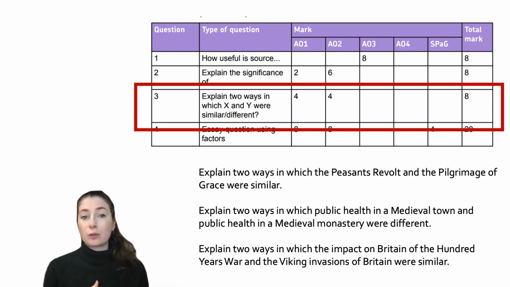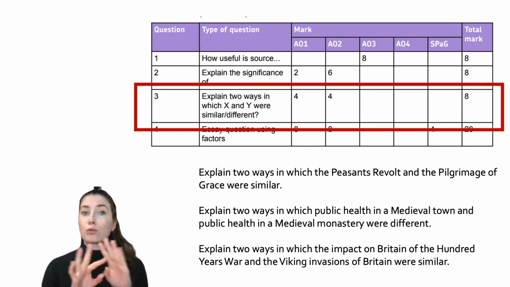As an example from Power and the People, we've got explain 2 ways in which the Peasants' Revolt and the Pilgrimage of Grace were similar. From Medicine, explain 2 ways in which public health in a medieval town and public health in a medieval monastery were different. Explain 2 ways in which the impact on Britain of the 100 Years' War and the Viking invasions of Britain were similar. So they will always follow that same thread.